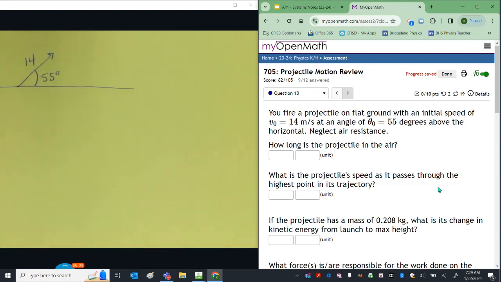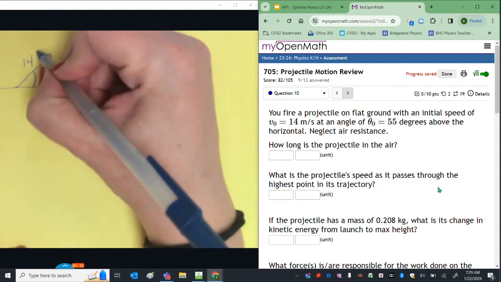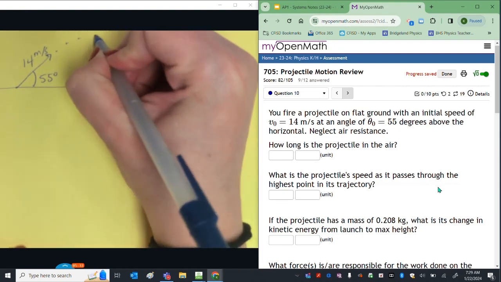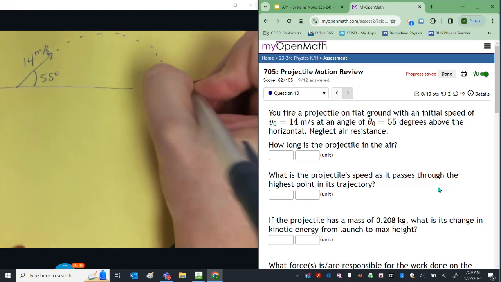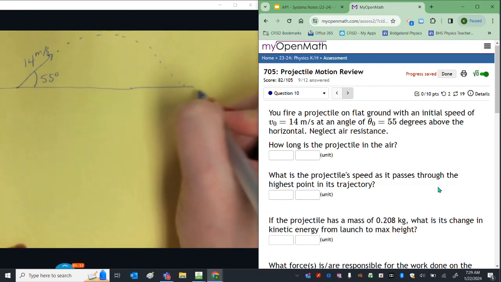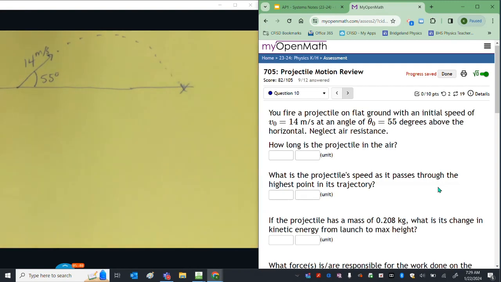Neglect air resistance. How long is the projectile in the air? Okay, so I know that this thing is going to do something like this. It's going to land over here. Okay, and we're just trying to figure out time, at least to start.